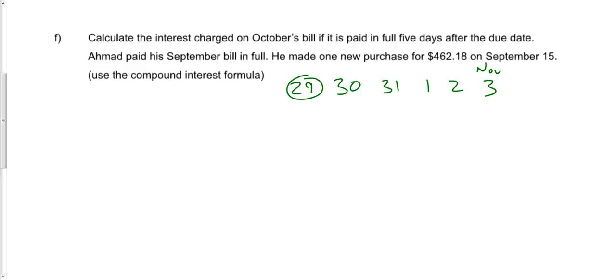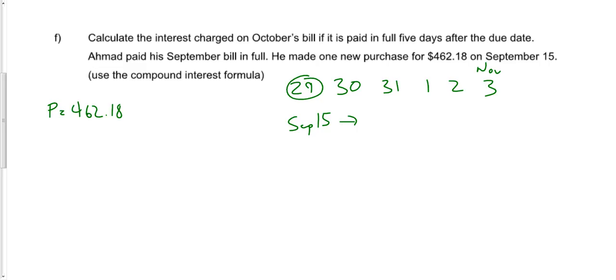Ahmed paid his September bill in full. That's great. He made a new payment for $462.18 on September the 15th. The amount that he owes is our principal value, so that's $462.18. He made this payment on September the 15th, so that's halfway through September. There's 30 days in September, so counting the extra days, 1, 2, 3, 4, 5, 6, 7, 8, 9, 10, 11, 12, 13, 14, 15 extra days.